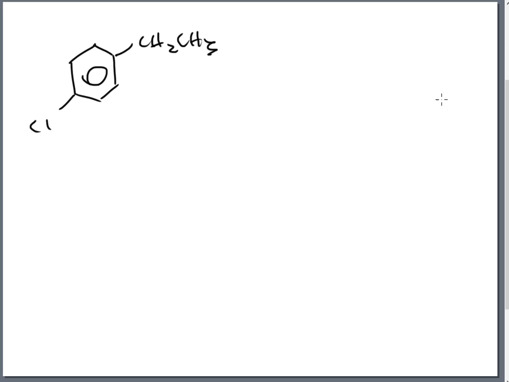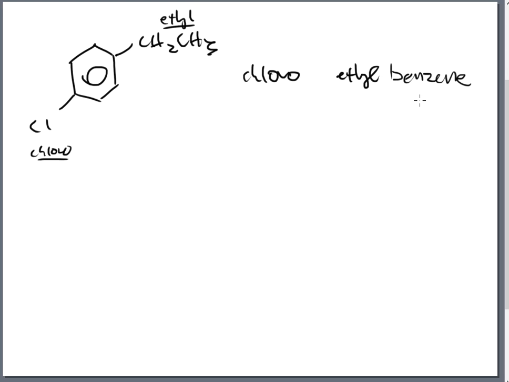So this ring structure, that's called benzene. I can at least start there. The CH2CH3, this is called ethyl. The Cl, this is called chloro. All right, so C comes before E. I know I'm going to have to write that into the name. So chloro is going to be written first, and then ethyl is going to be written second.